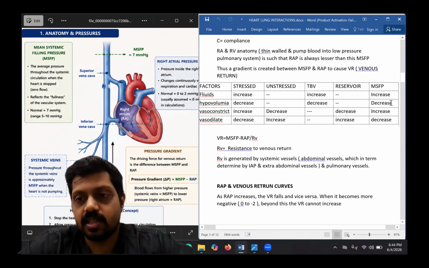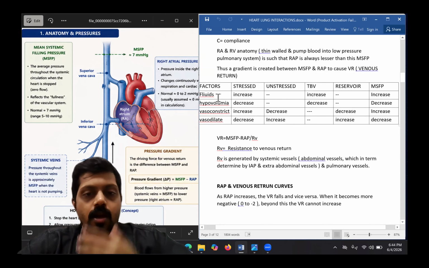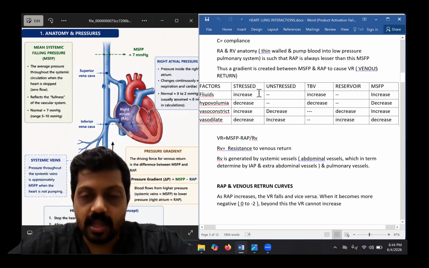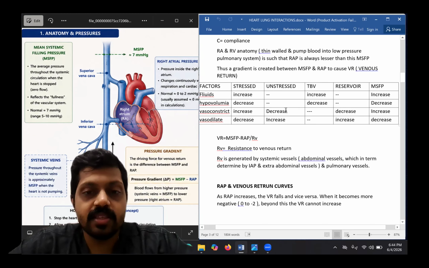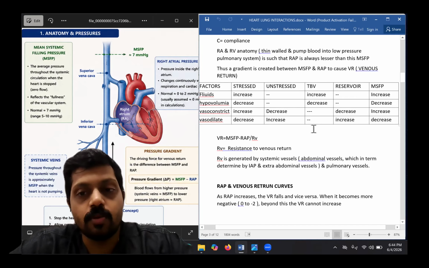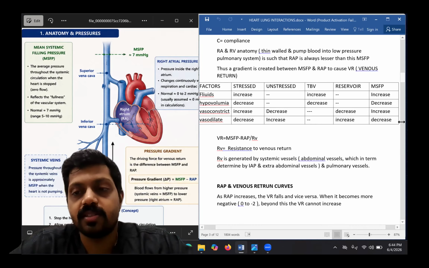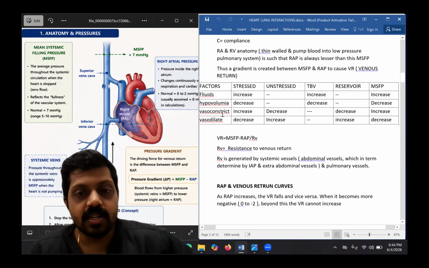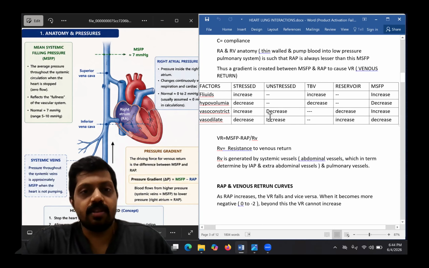Net effect is decrease in the mean systemic filling pressure. Opposite happens in case of fluid bolus administration or hypervolemia. Unstressed is still the same. Only the stressed volume is increasing when you're giving a fluid bolus. Total blood volume is overall increasing and increasing the mean systemic filling pressure. Now, depending on what happens to the arteries, we'll see what happens.